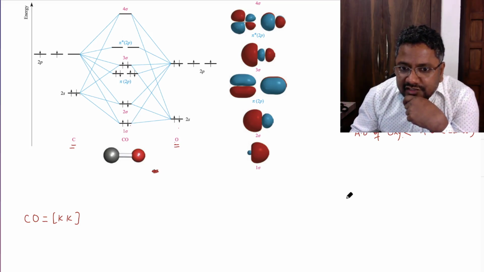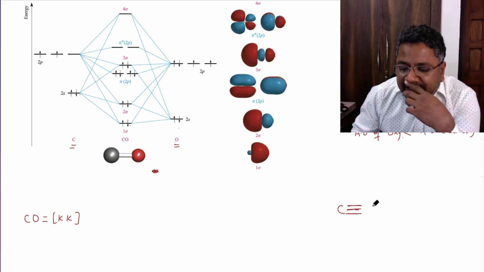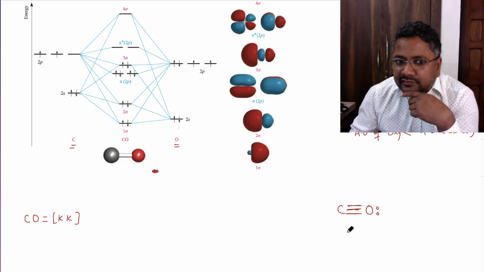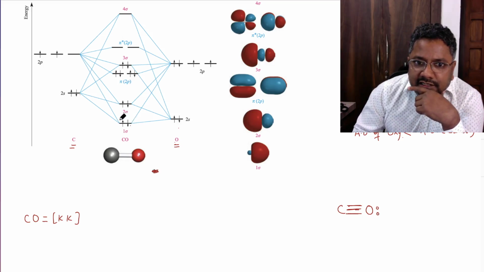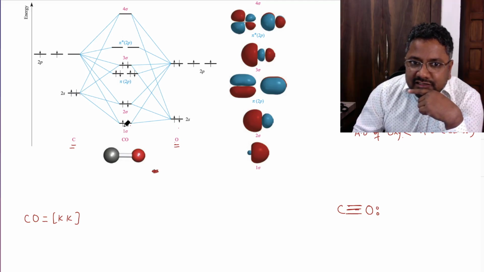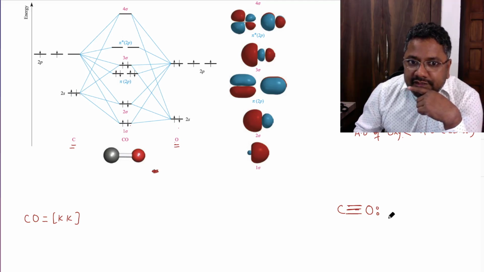So this is the reason why, when we are drawing the structure of carbon monoxide, a triple bond is there, and oxygen has one lone pair. See, this lone pair has more oxygen character than carbon character. So basically this is pure of this.